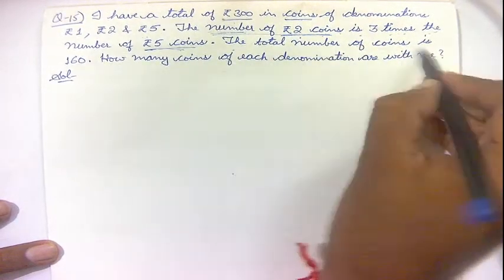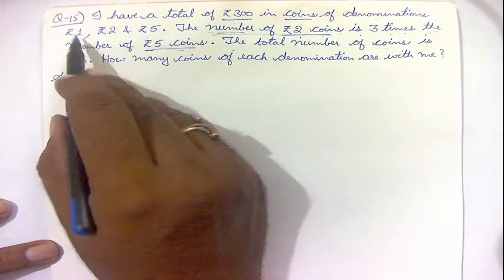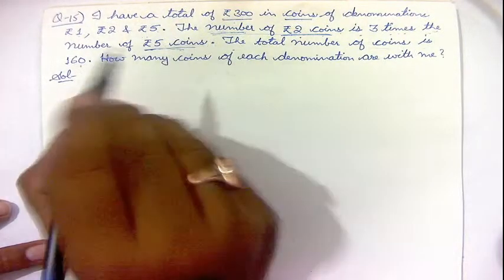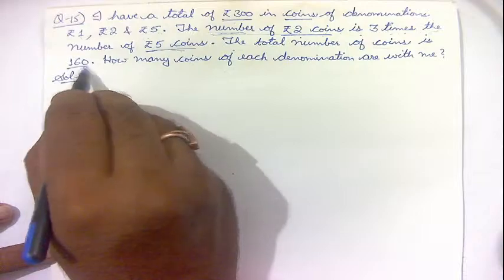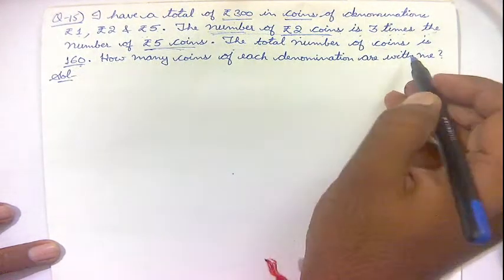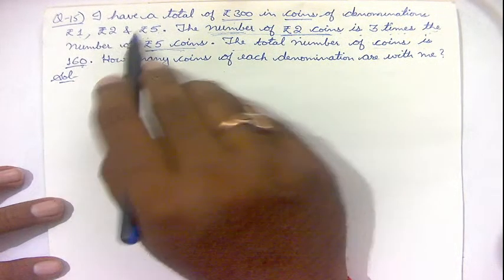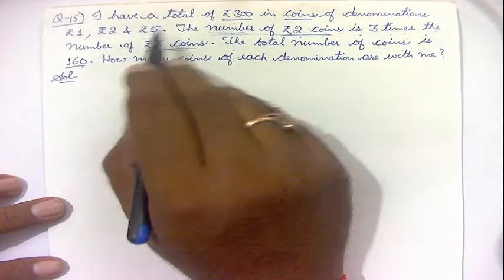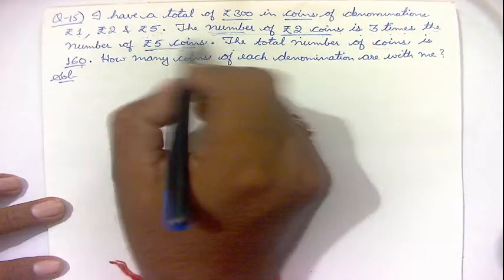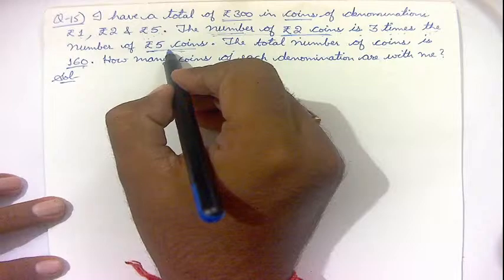The total number of coins is 160, and the total coins, 1 rupee, 2 rupee and 5 rupee, this is not the value of coins, it is the number of coins. How many coins? 160. You have to tell how many coins of each denomination are with me. So in the solution, now here we are given the comparison of rupee 2 coins and rupee 5 coins.